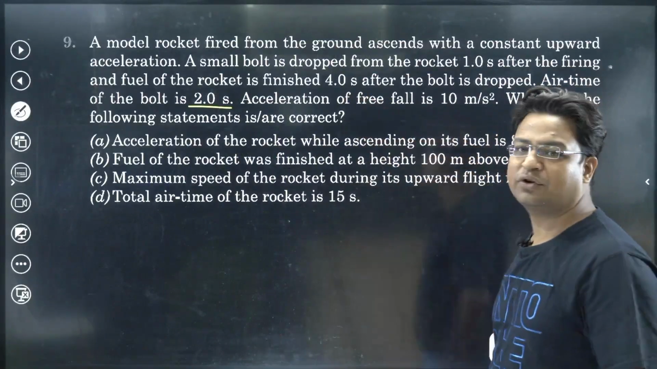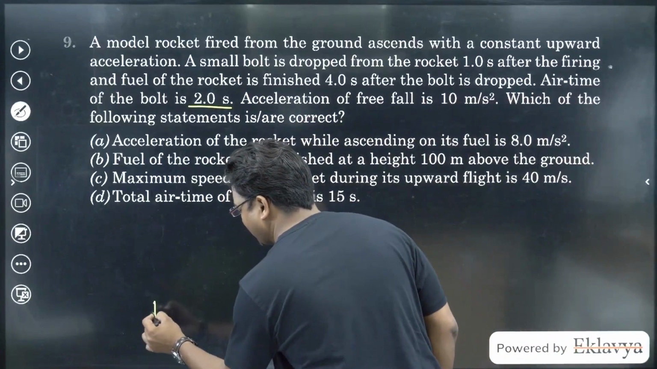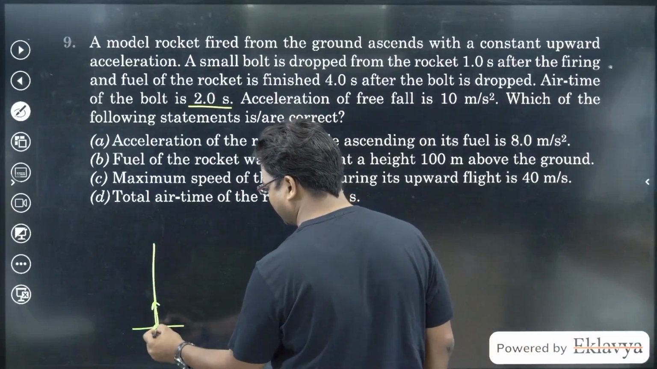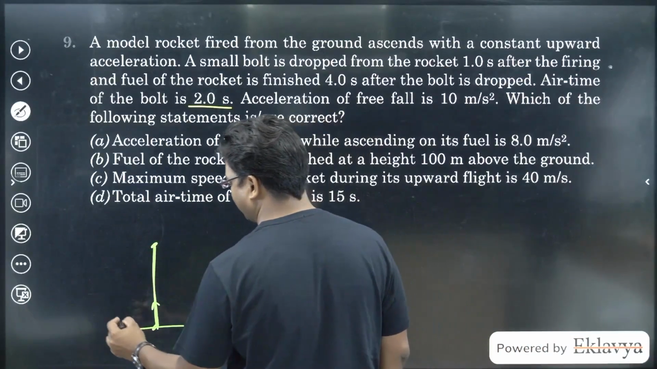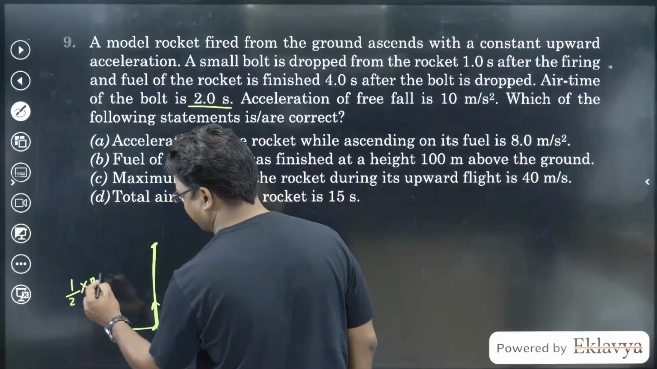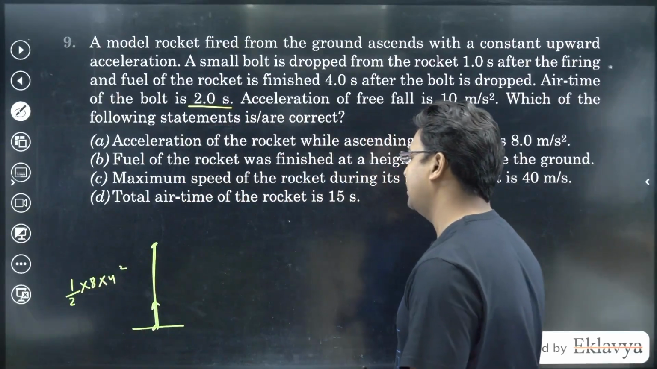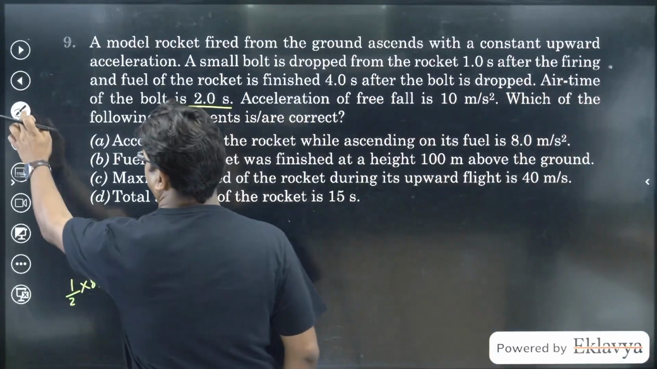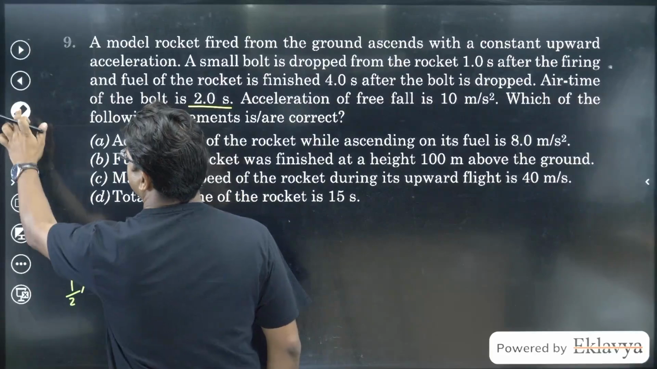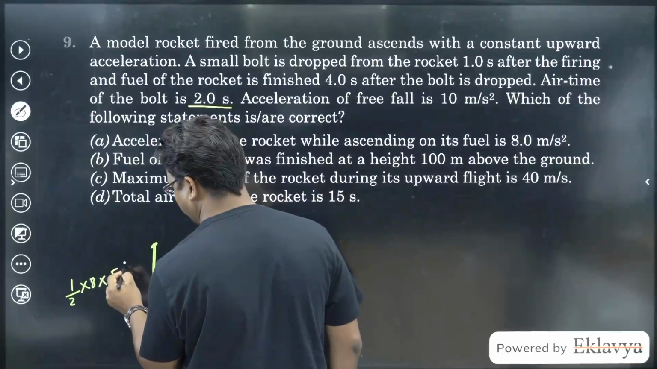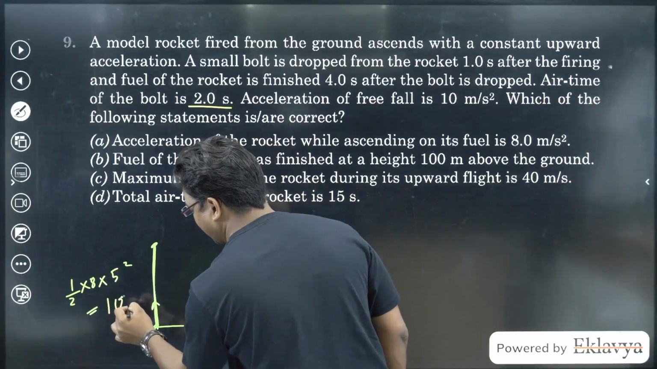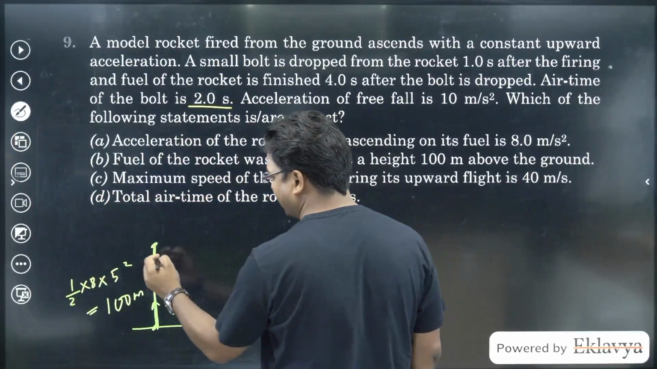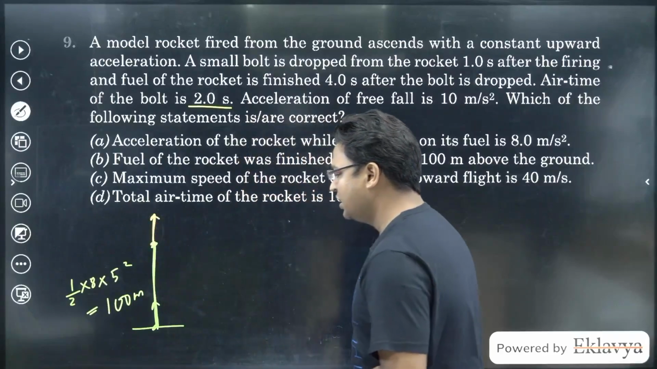The question says that the fuel of the rocket was finished 4 seconds after. So when the rocket was going up, after 4 seconds, if its fuel is finished, then what is the height of the rocket when the fuel is finished? That height would be half into acceleration into 4 square. Oh, check this acceleration, 4 seconds after the bolt is dropped, so the total time would become 5. So 5 square. So how much is this? This is 100 meters. So at the time when the fuel was finished, the height of the rocket was 100 meters.